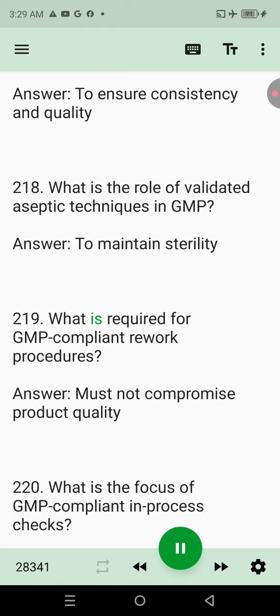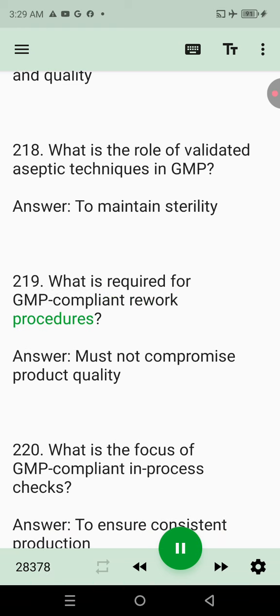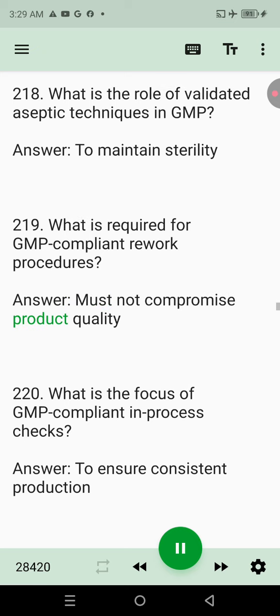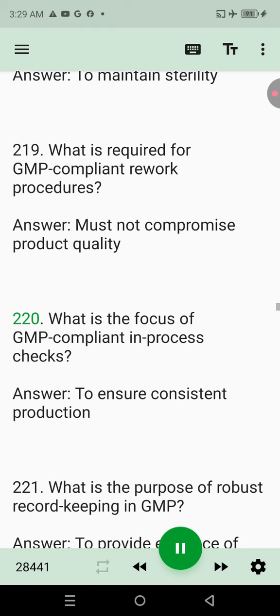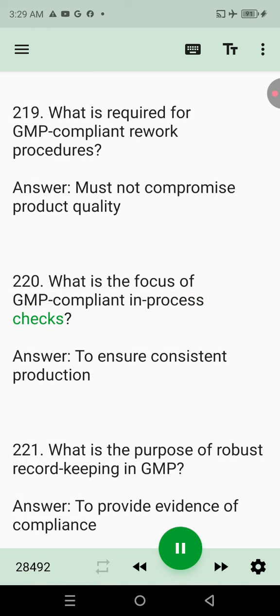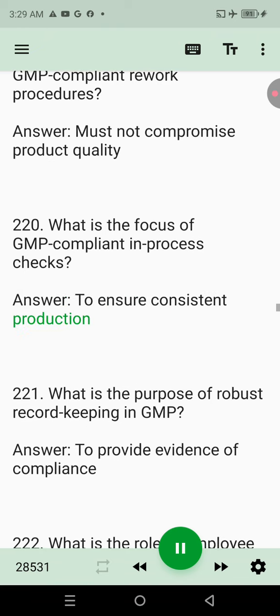219. What is required for GMP-compliant rework procedures? Answer: must not compromise product quality. 220. What is the focus of GMP-compliant in-process checks? Answer: to ensure consistent production.